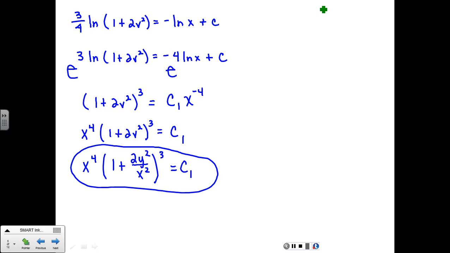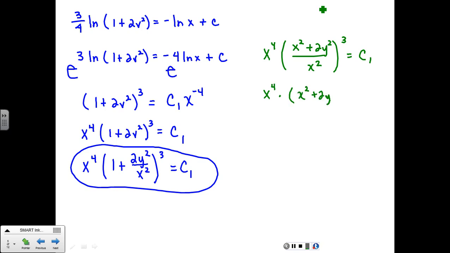Looking at me like, oh my God, is he serious? So what would 1 be the same thing as? X squared over x squared, right? So let's see here, x squared plus 2y squared over x squared, cubed. If I cube it, I get x to the fourth times x squared plus 2y squared cubed over what? X to the sixth. Can I do anything in algebra now?